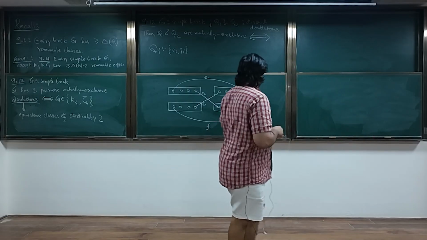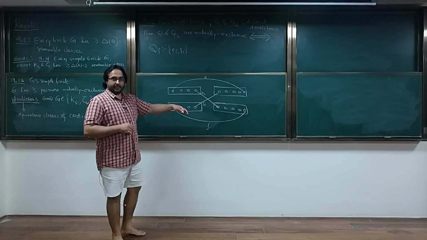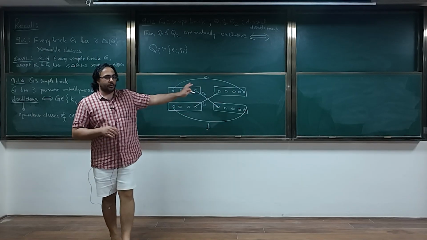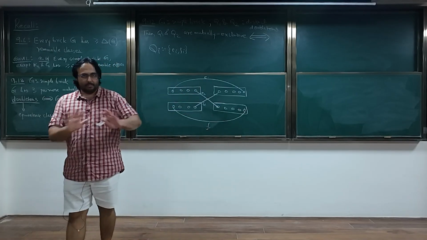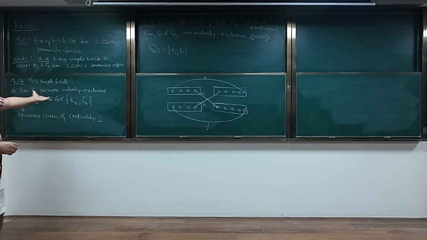And then, of course, there are many ways to finish the proof from here. So until now, we have not used mutual exclusiveness. This is true for any 2 doubletons in a brick. This is what they look like, including K4 and prism. This is exactly what it looks like.